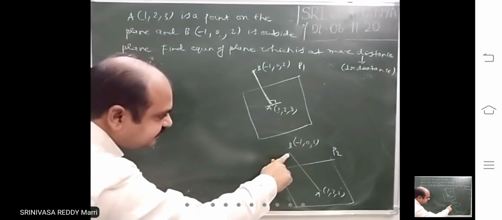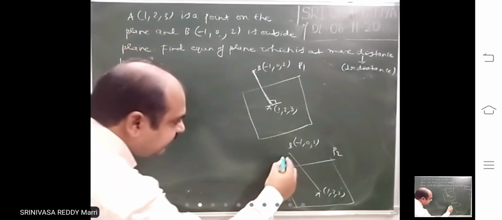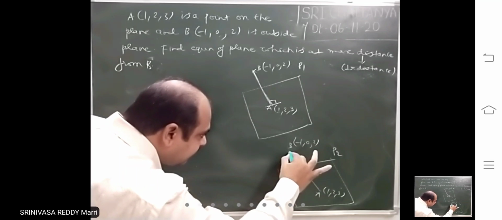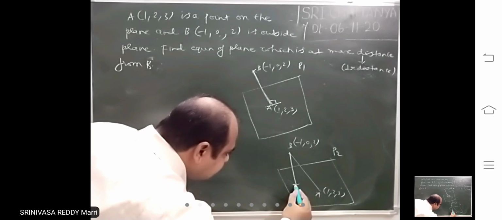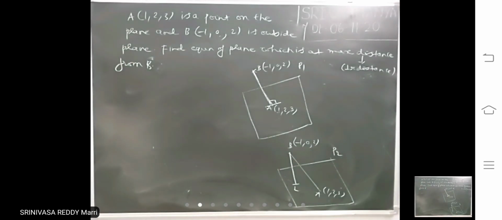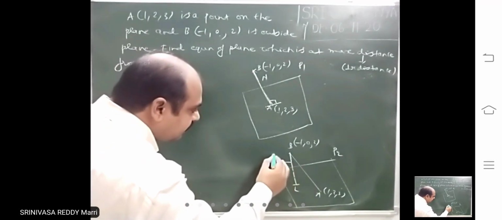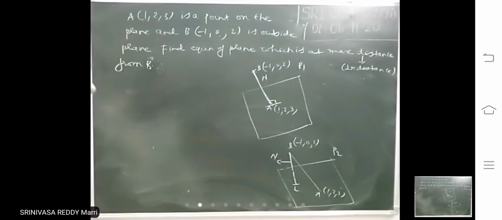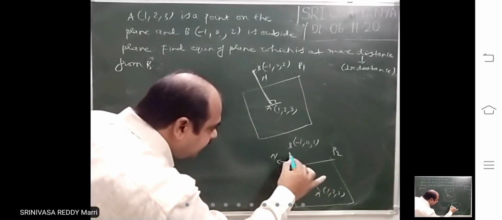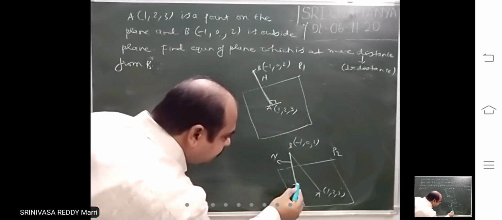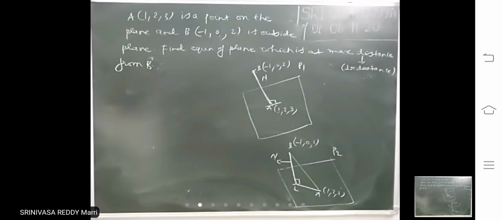Now for such planes where AB is not normal, what is the perpendicular distance? Drop a perpendicular from B upon the plane. Let us say this is L. Now this is normal here. For such a plane, this is the perpendicular distance. Now if you join L to A, this is a line in the plane. This will be what? 90 degrees.